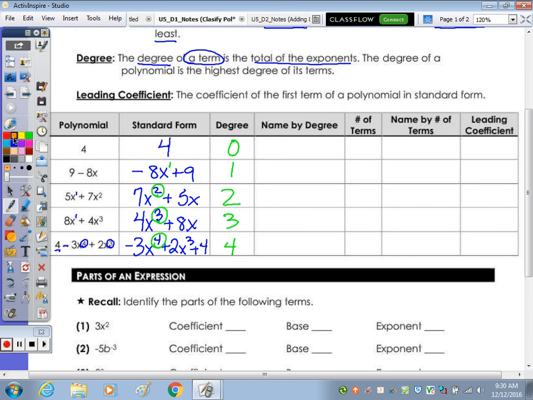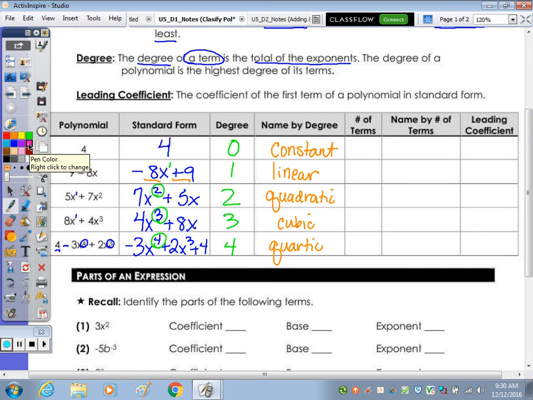And the names. Okay, a degree of 0 or just a number is called a constant. We graph that like y equals 4 is a horizontal line. It remains constant. There's no change in a slope. A degree 1 is linear. Okay, that's kind of like mx plus b. Degree 2 is quadratic from the functions unit. Degree 3 is cubic. And degree 4 is quartic, Q-U-A-R-T-I-C.